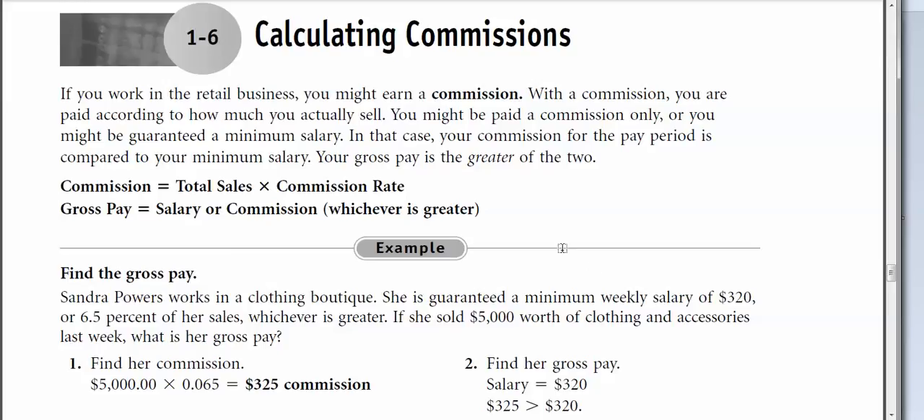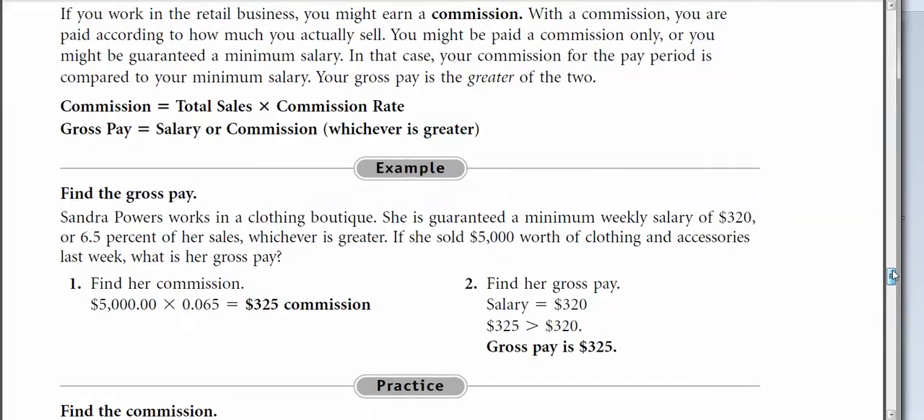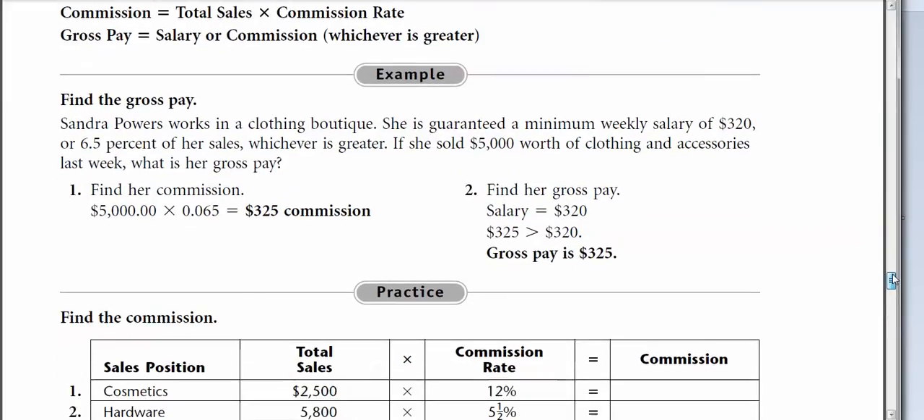But anyway, your gross pay is the greater of your commission for the pay period compared to your minimum. It's saying whatever is greater, your salary or your commission. It really depends on the job, but some jobs say we'll pay you this specific amount, or we'll pay you the commission, whichever is greater. But a lot of jobs give you a specific amount of money at the beginning and then a rate above that. So here's the example they give us.